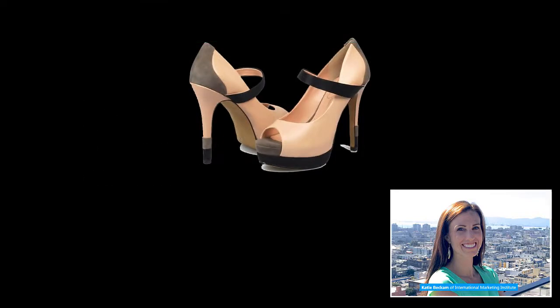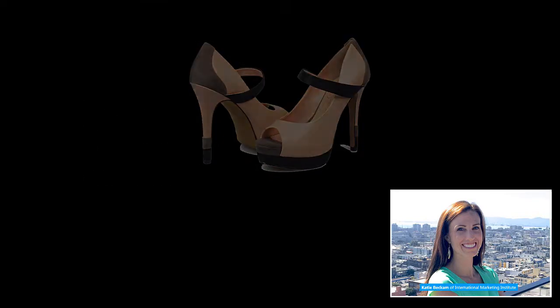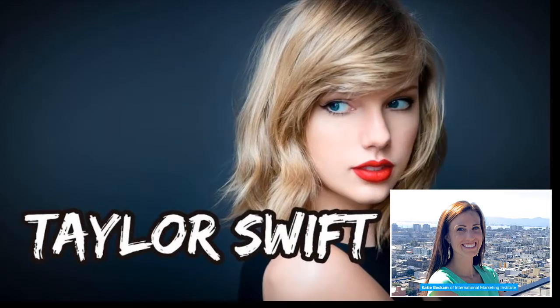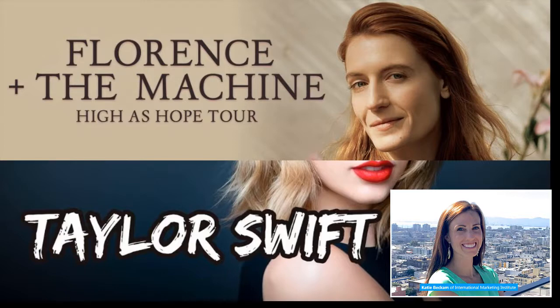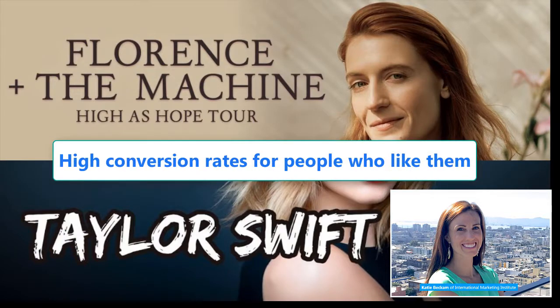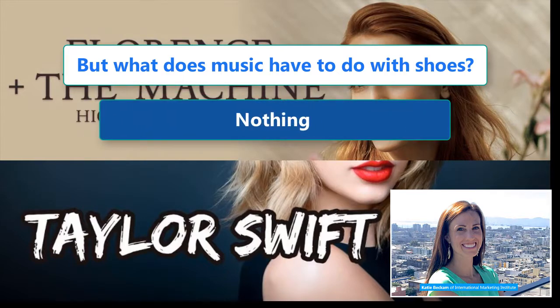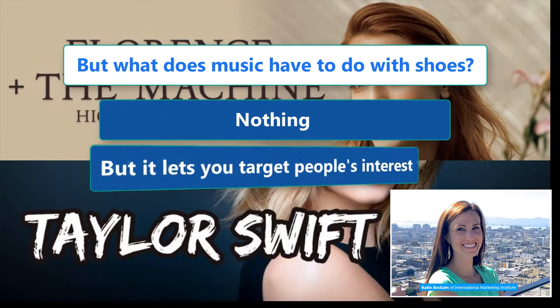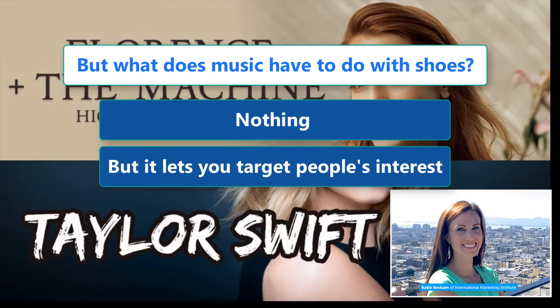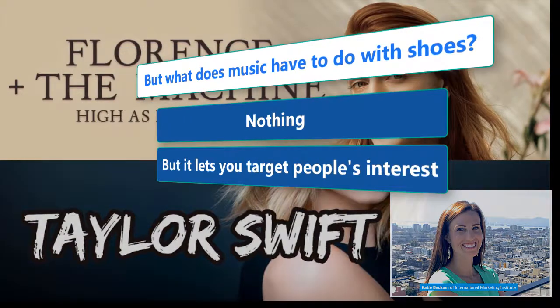One of the things we found for this one line of shoes was that people who liked Taylor Swift specifically and people who liked Florence and the Machine had really high conversion rates for these shoes. It's like, well, what does music have to do with shoes? Nothing on the surface, but if you can target people by their interest, even though it's not that product or something directly related to that product, but you know that it segments them into this super defined group of people that are going to love your product, then that's what you go for.